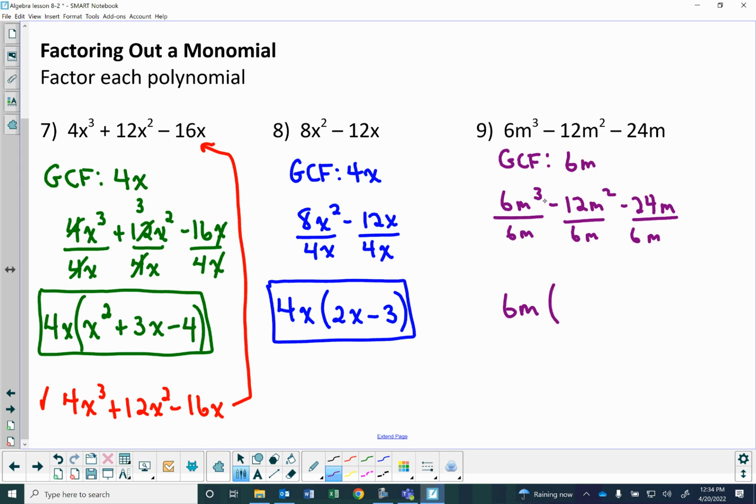6 divided by 6 is 1. M to the third divided by m is m to the second. Negative 12 divided by 6 is negative 2. M to the second divided by m is m. Negative 24 divided by 6 is negative 4, and my m's cancel out. So we end up with 6m parentheses m squared minus 2m minus 4. And that's how we multiply and factor monomials times a polynomial, or factoring out a monomial.